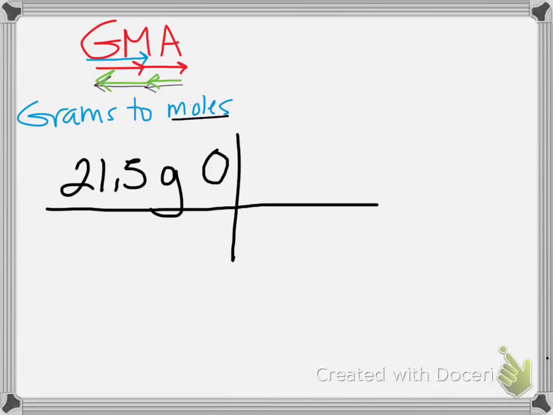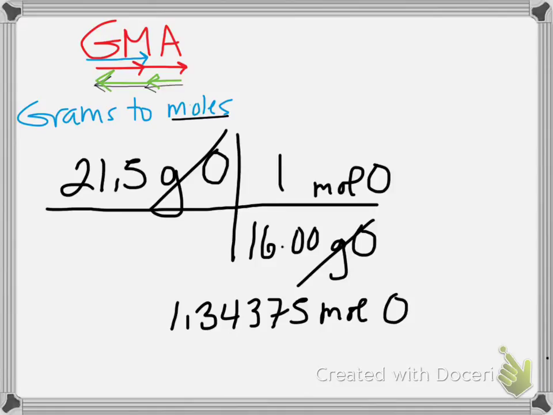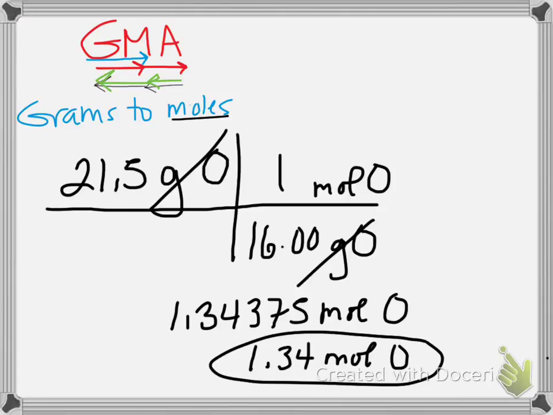We would like to know how many moles are in 21.5 grams of just oxygen, single oxygen atoms. So, do your setup. All right, do you have this? Is that what you got? Yeah, what's your raw number? What is it, Eddie? 1.34375. What are your units? Moles of oxygen. And our sig figged answer would be 1.34 moles of oxygen. We don't round anything.